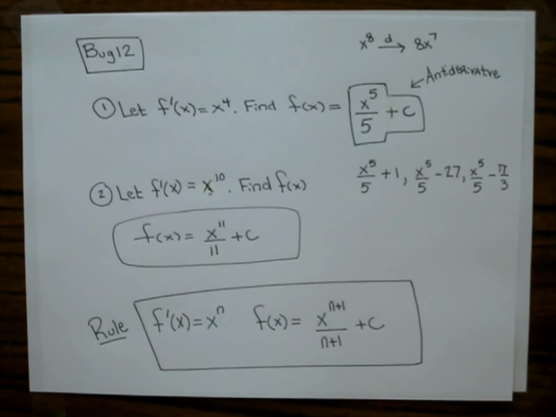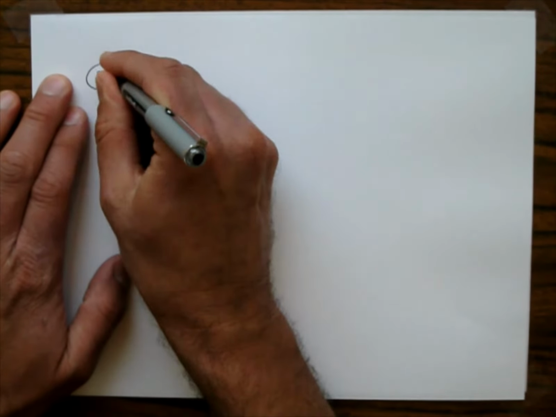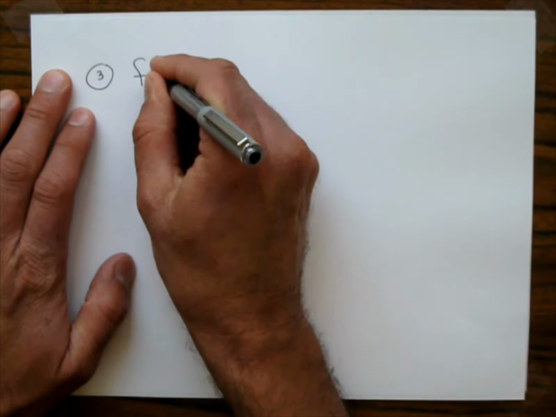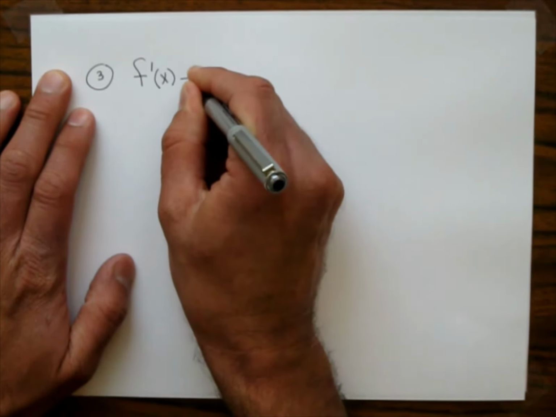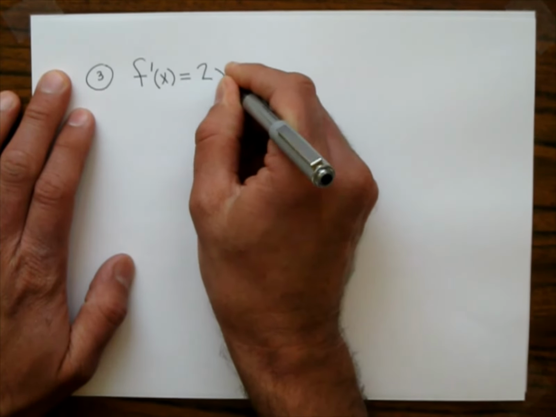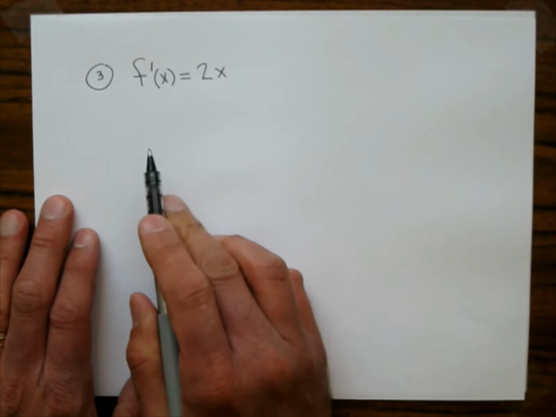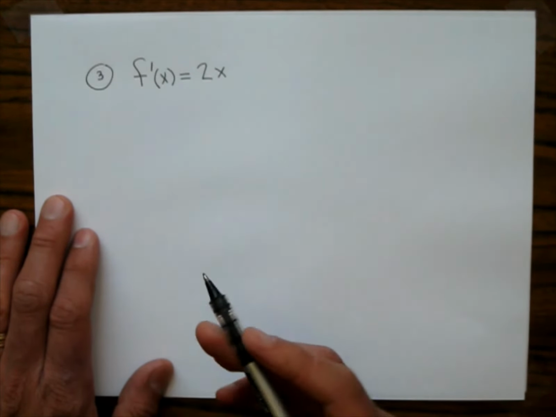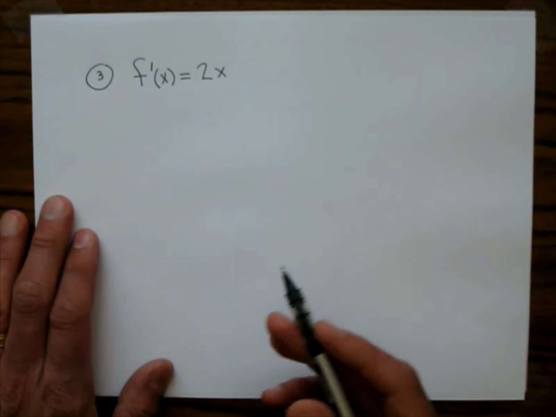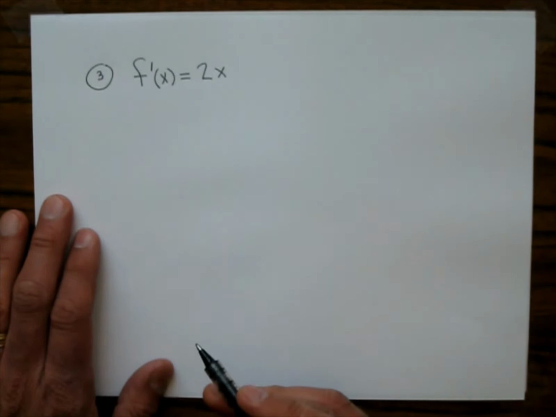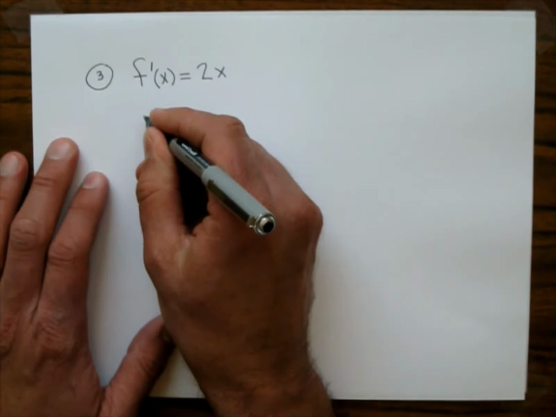Let's go ahead and do another problem. Okay, so we have that rule down. This is going to be problem number 3. We have f prime, the derivative this time, is 2x. Now, this is the same as, oh look, I'm giving you a velocity function. I want you to tell me what the position function is. So that's where we're going with this. This is why it's called bug 12, because we'll start talking about those bugs.